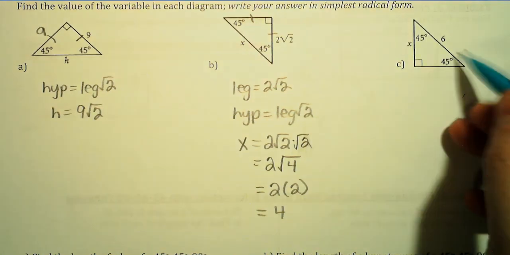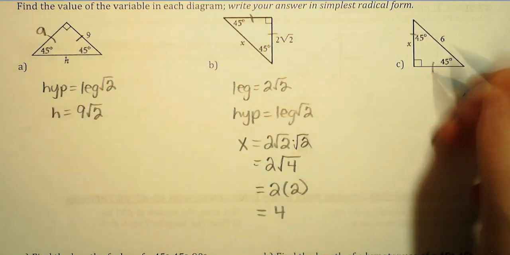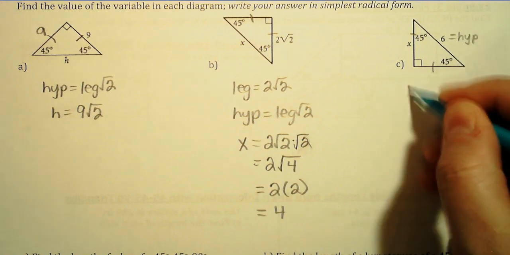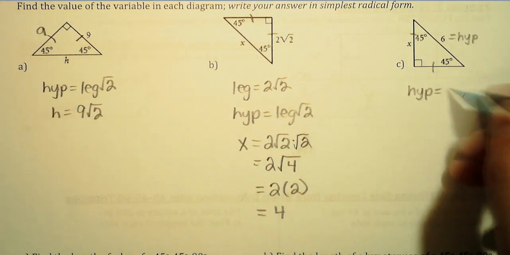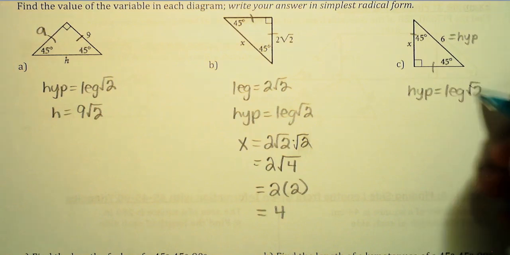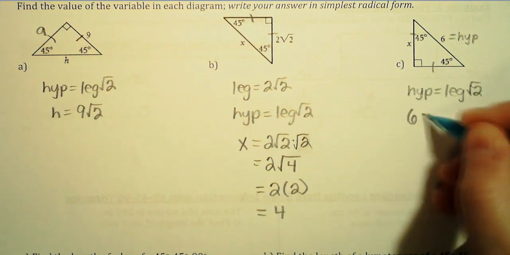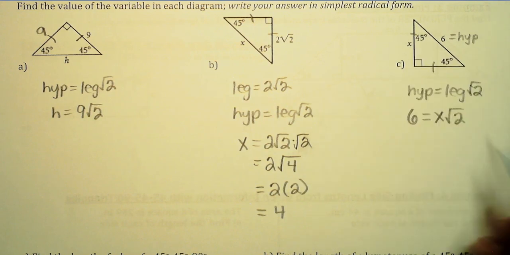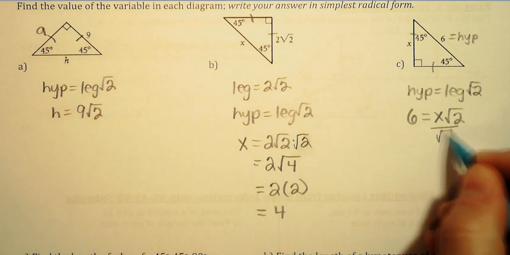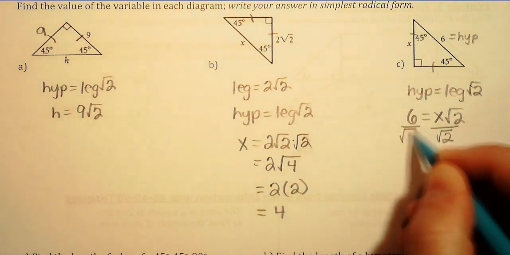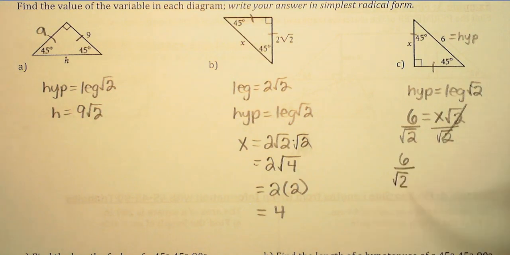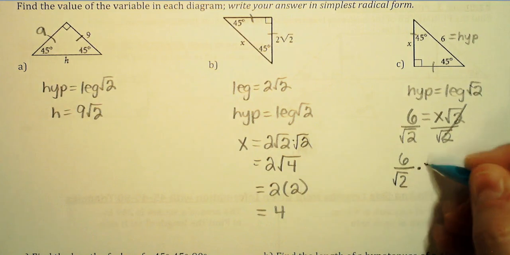Now, the third picture here, we actually have the hypotenuse. So 6 right here is the hypotenuse. The hypotenuse, again, is equal to the leg times the square root of 2. So here, this would be 6 equals, x is going to be my leg, times the square root of 2. What I end up doing here is dividing by the square root of 2. And in this case, if you guys remember, we're not allowed to have a radical in the denominator. So I need to get rid of that square root of 2.